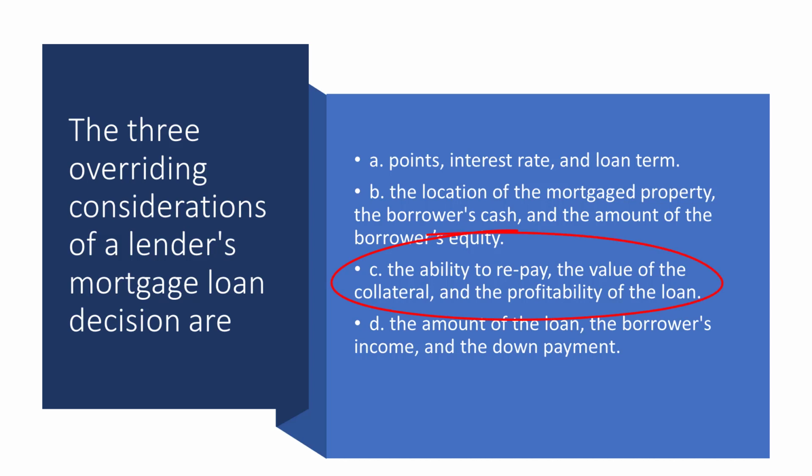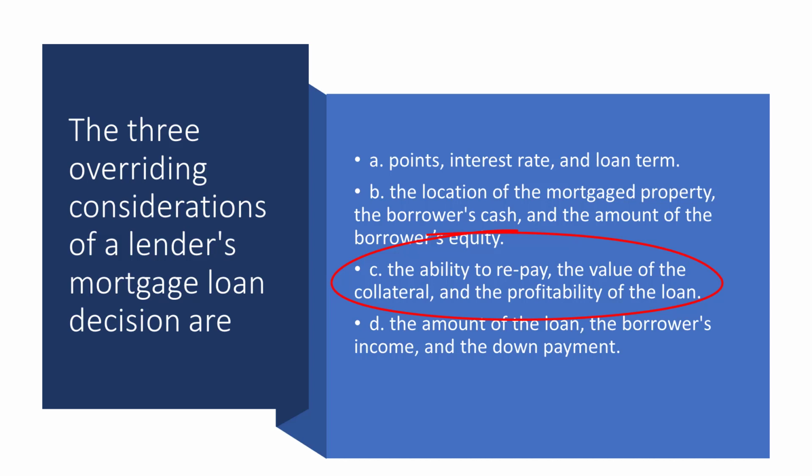And our answer is going to be C. The ability to repay, the value of the collateral, and the profitability of the loan. A lender assesses risk by examining or qualifying both borrower and property. In qualifying a borrower, an underwriter weighs the ability of the borrower to repay the loan. In qualifying a property, an underwriter assesses the ability of the property value to cover potential losses. In this evaluation, a lender requires that the appraised value of the property be more than adequate to cover the contemplated loan and cost. Finally, the loan must make money for the lending organization as a basic business precept.